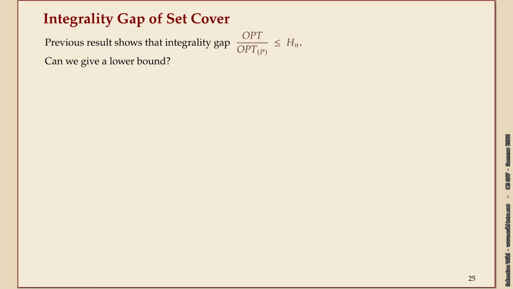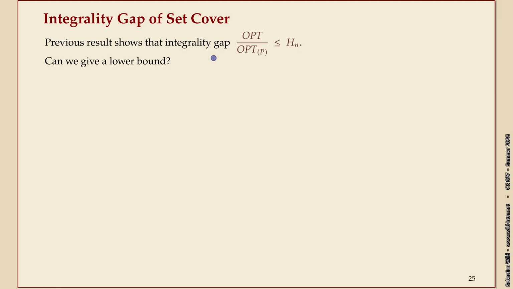Another thing we can get from our duality theory here is another piece of evidence supporting the suspicion we might have that we can't do much better for set cover. That this harmonic number is essentially the best worst case approximation ratio we should expect if we don't look at any other instance specific parameters.